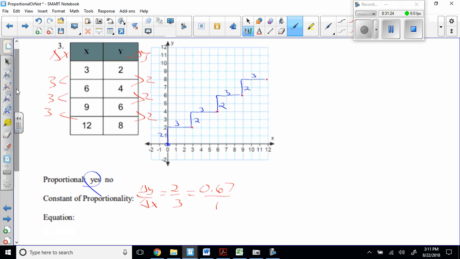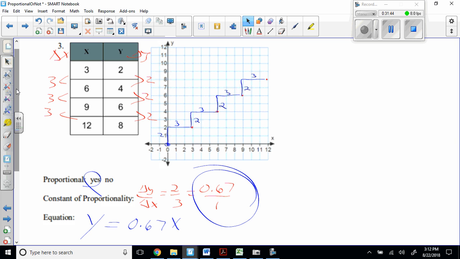Now, let's write an equation. You already know it. It's this number times x. But do I have to put it over 1? No. So it's 0.67x. There you go. That's it. That's all you got to do.